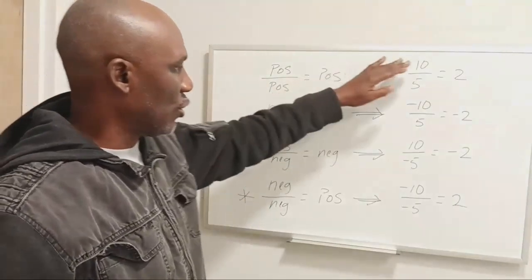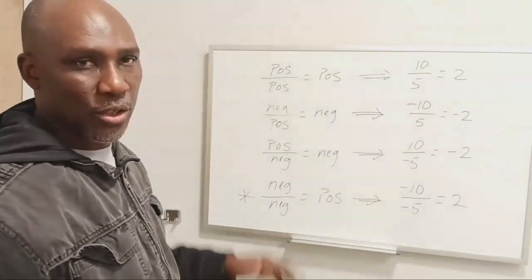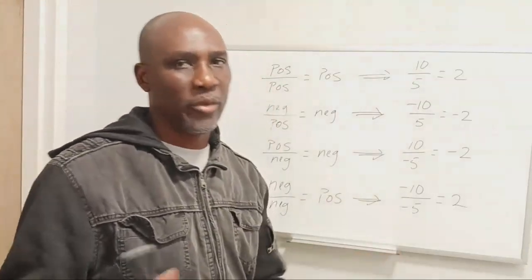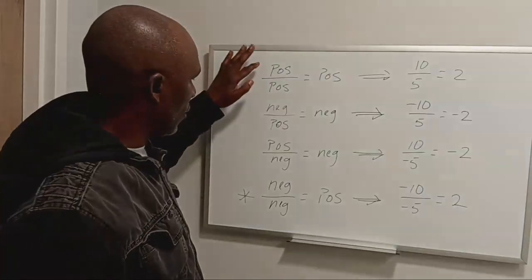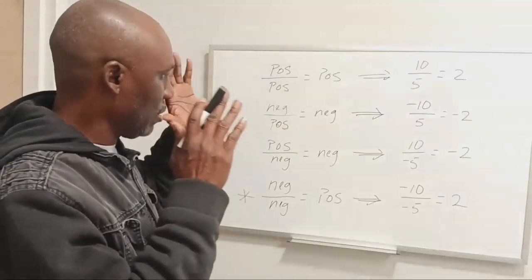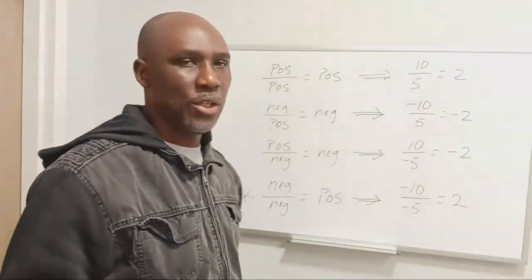You can write your own numbers, practice them, and you'll see you're going to get hold of it. So it's not difficult. You just keep these rules in mind, and then you'll see you'll come up with the answer.